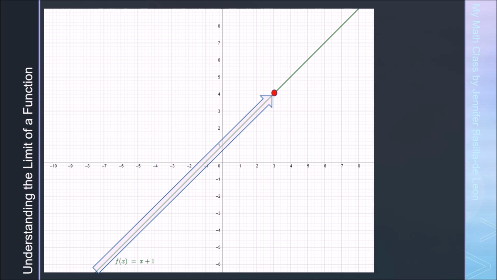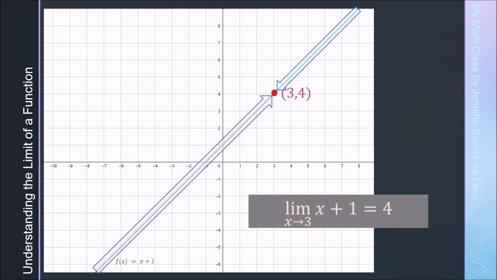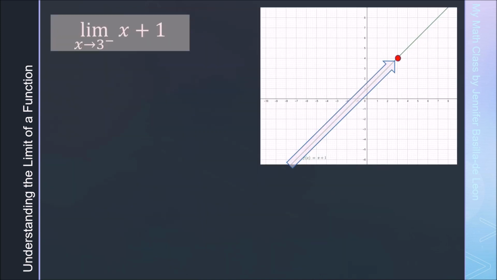Since the two sides of the function approach the same value as x approaches 3, we therefore conclude that the limit of x plus 1 as x approaches 3 is 4. Let's verify our conclusion through a table of values by evaluating the function with appropriate values of x. Let's have first the left-hand side of the limit. In symbols, we have the limit of x plus 1 as x approaches 3 from the left.